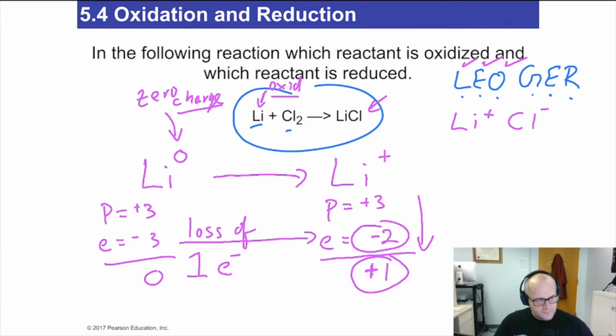Lithium lost electrons. And who did he give his electrons to? He has to give them to somebody. Well, the only other creature in here is chlorine, right? He must have given it to chlorine. So let's do some quick math here.